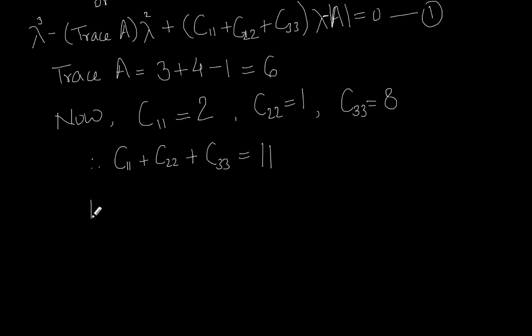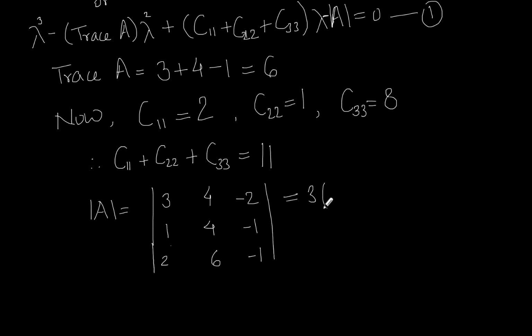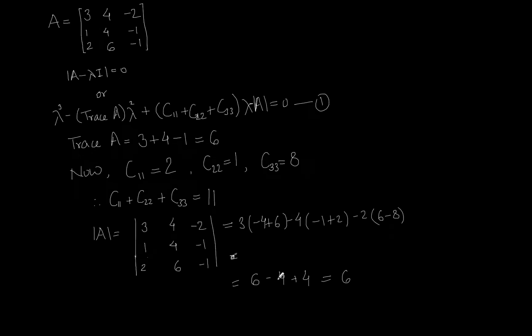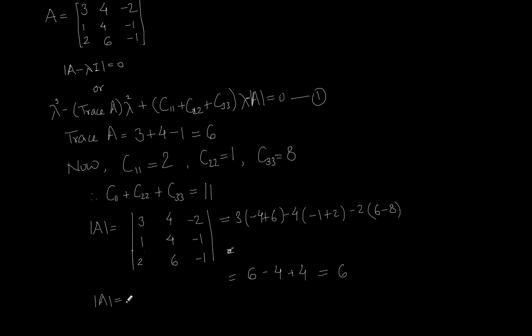Now the third one is the determinant of A. So the matrix is given as this. We will find the determinant by the expansion along the first row. Just calculate the determinant in this way. It comes out to be 6. So the determinant of A is 6.